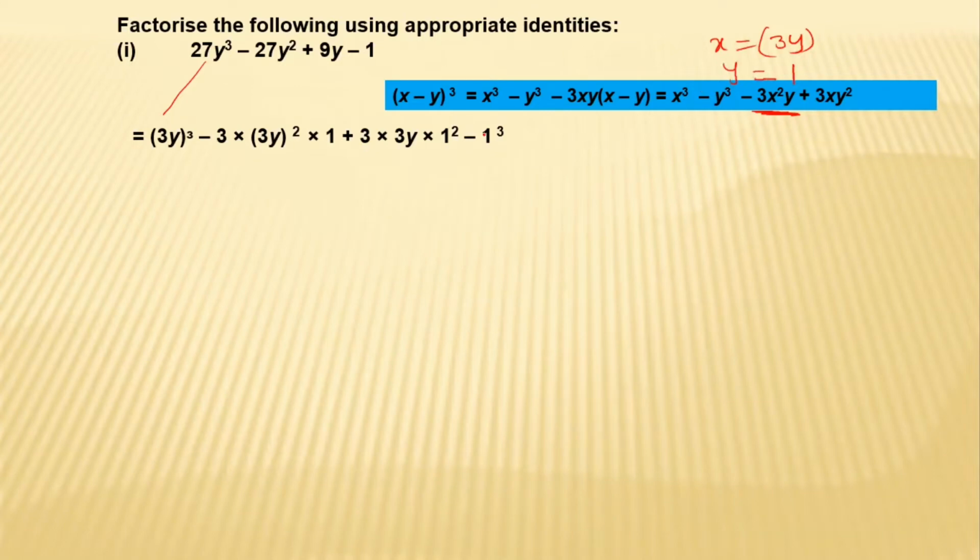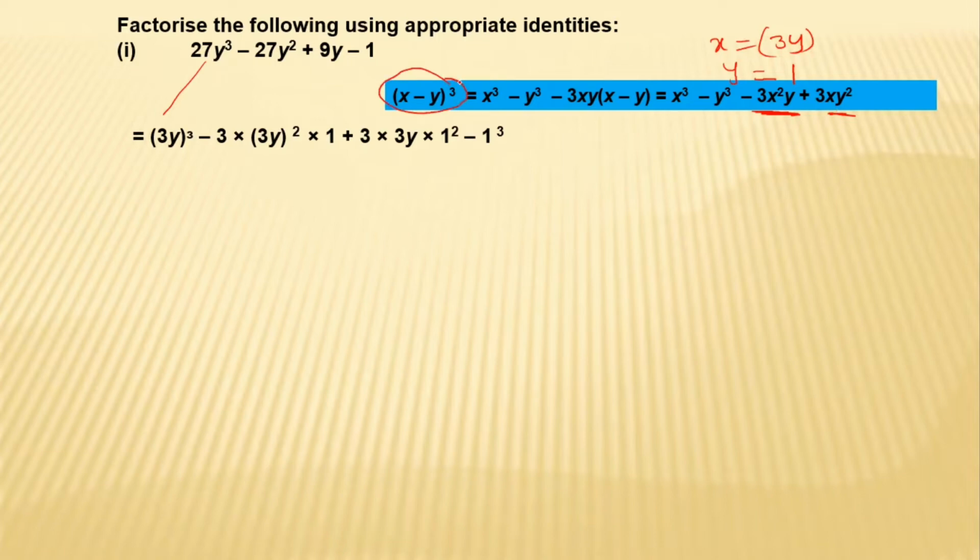Compare with this identity and look at what happens. Minus 3x square y: minus 3 times (3y) the whole square times y, which is 1, plus 3xy square. What is your x here? 3y. So 3 into 3y into y square, and minus y cube, which is 1 cube. What you see here is in the form of x cube minus y cube minus 3x square y plus 3xy square, which is nothing but (x minus y) the whole cube.